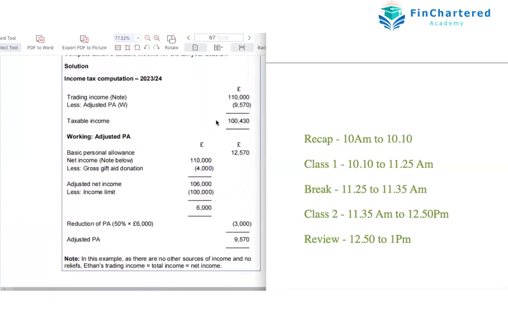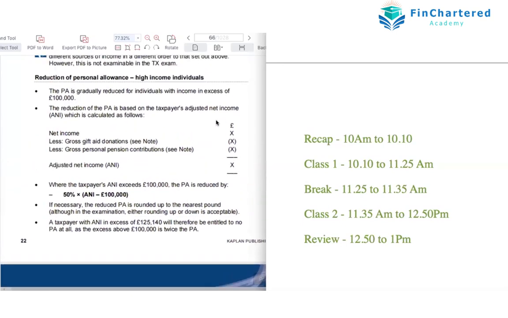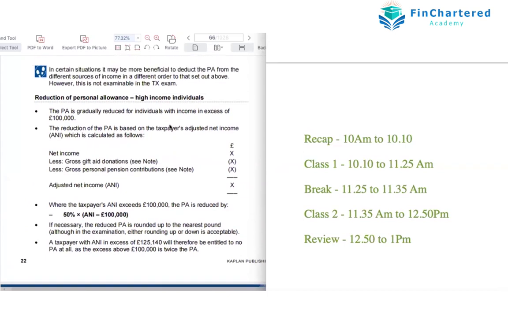Again, I did tell you how the personal allowance could be adjusted. Just a quick recap. Personal allowance is gradually reduced for individuals with an income of 100,000 or more. The reduction is based on the taxpayer's ANI, adjusted net income. Net income minus gift aid donations minus personal pension contributions gives you the adjusted net income.